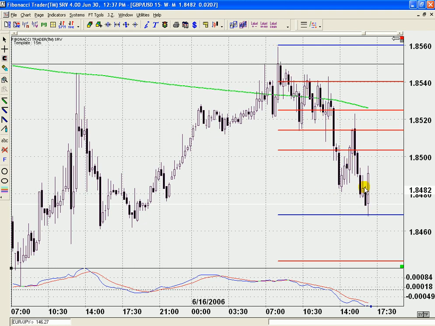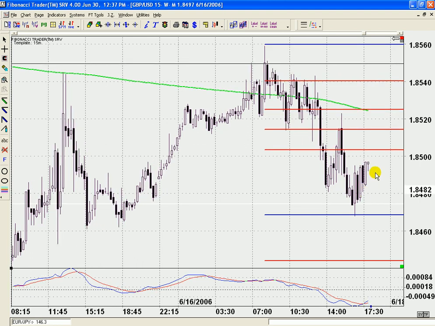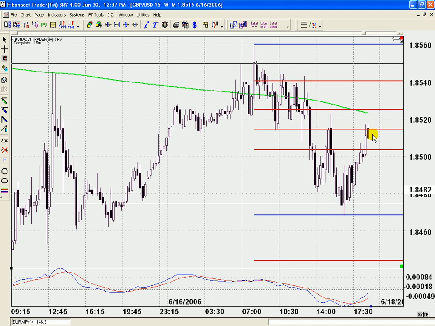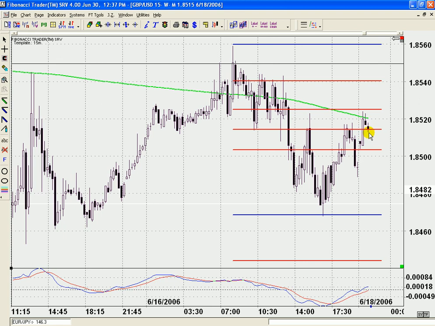This is our swing down. Now we are starting to retrace. This is our 85.50 level here. Now price is retracing. Here we see it in a more defined manner.